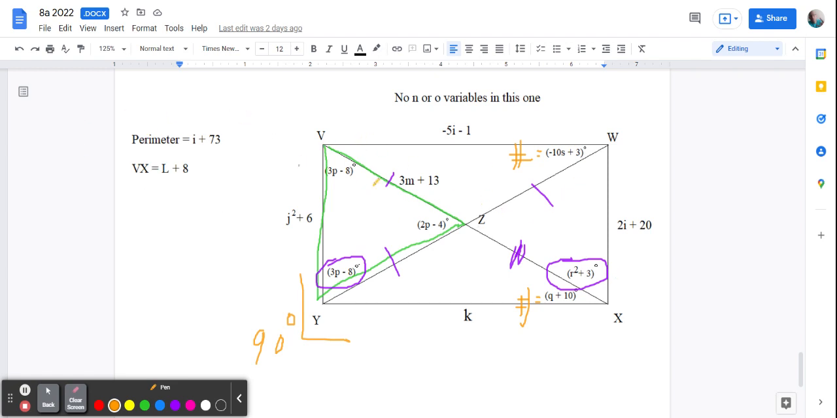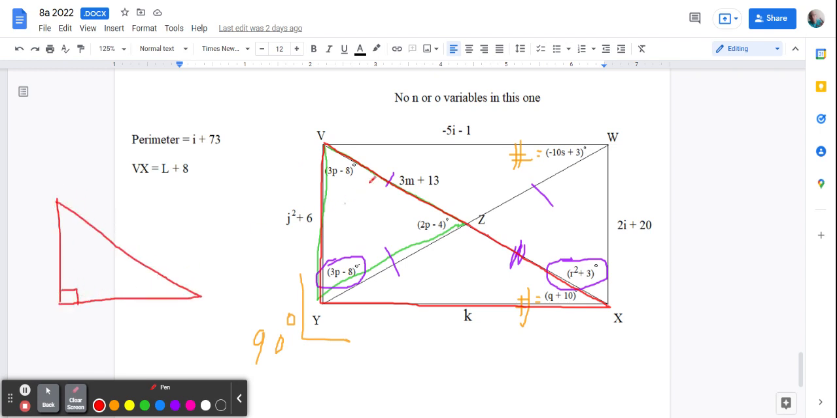Last thing is to find M. What we're going to have to do is probably make a right triangle here, which is what we have. So this thing is 3m plus 13. This thing is 3m plus 13. So this whole diagonal is going to be 6m plus 26. And now we don't know what that is. So that's going to be our x right now. It's our hypotenuse.